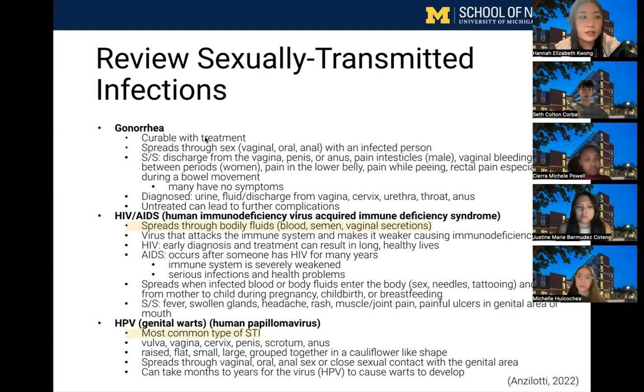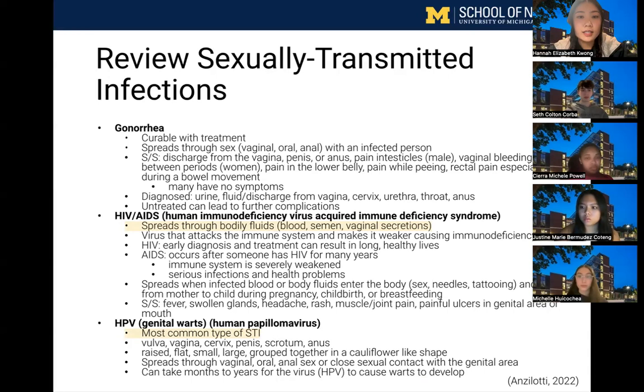Next is gonorrhea. It's a curable STI with treatment. It again spreads through sex with an infected person. Some signs and symptoms are discharge from the vagina, penis, or anus. There's pain in the testicles for males, vaginal bleeding between periods for women, pain in the lower belly, pain while peeing, and rectal pain, especially during a bowel movement, but many have no symptoms.